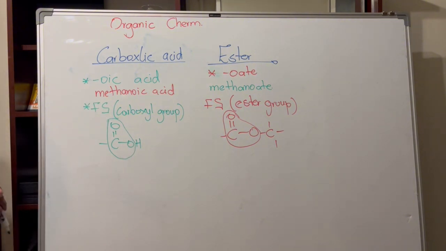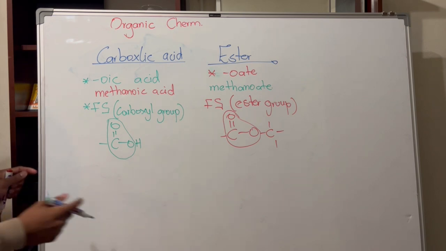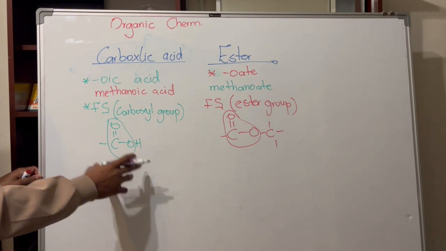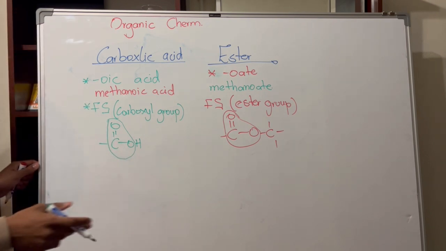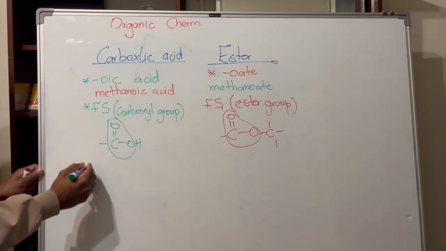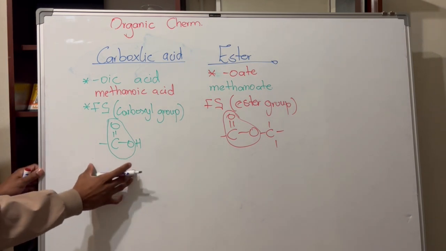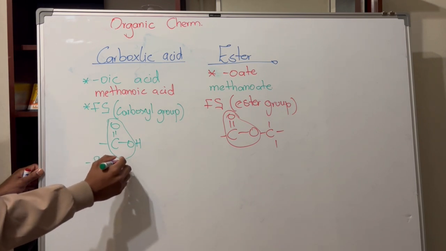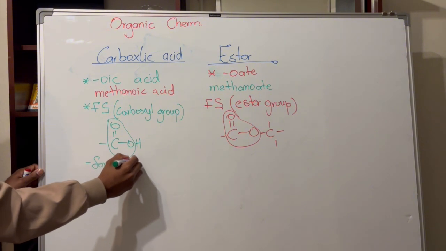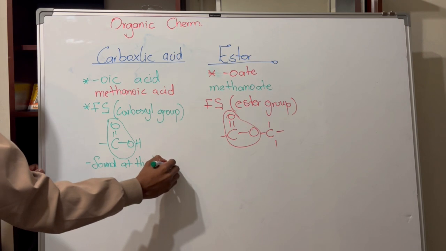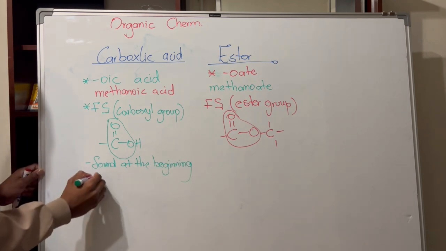These are very, very similar, but the only difference is that the carboxylic group is only found at the first or in the beginning of the compound. So this one is usually found at the what? At the beginning of the compound.